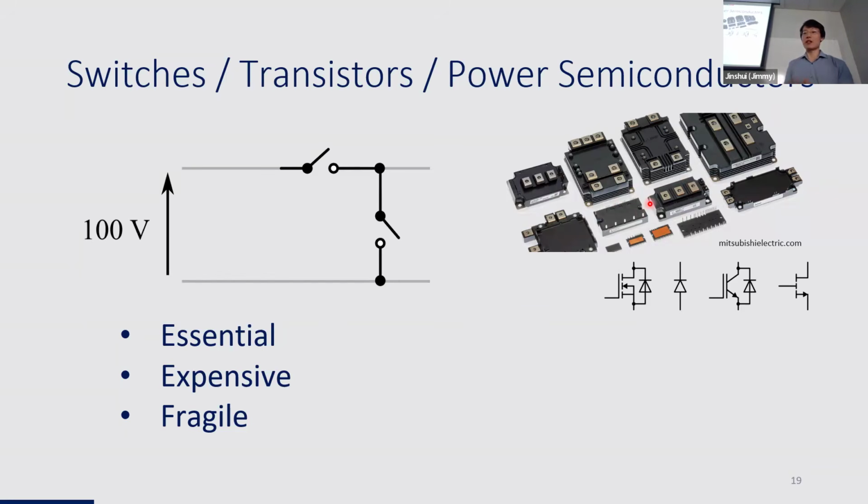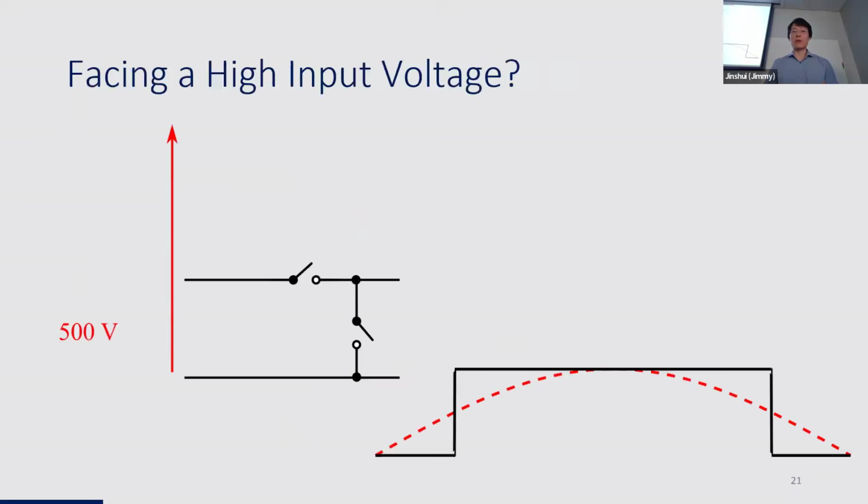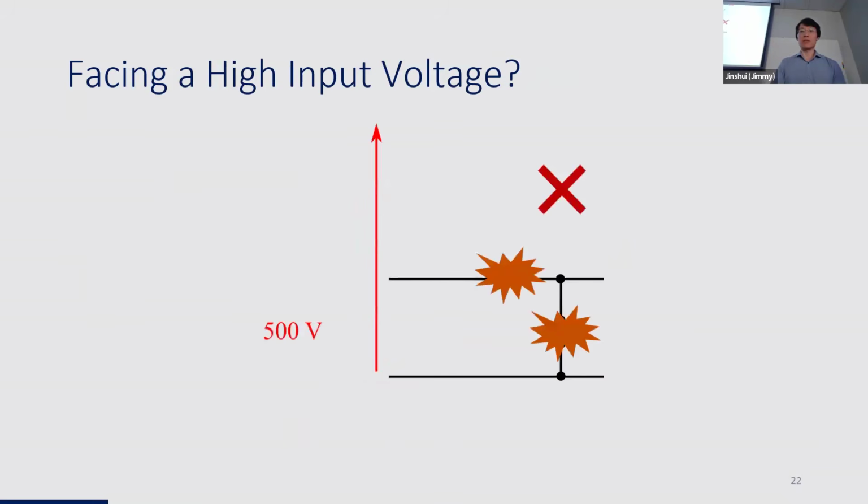These switches have their limits on how much voltage or current they can handle. Once beyond that range, they break. For example, if the switches we are using here are rated for 100 volts or higher, we can easily make this circuit work, no problem. But what if the input voltage is 500 volts? Well, they break. And this challenge is what led us to the idea of modular power electronics.